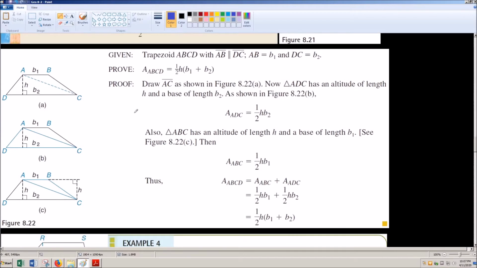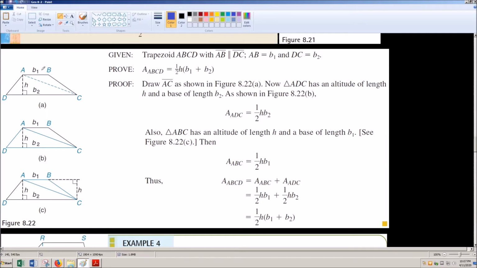We've done a very, very similar set of things to this, so I'm not going to spend a ton of time here, but I do want to go through it with you. First we're just given this trapezoid. That means that AB and DC are going to be parallel. I have AB, which is just given to me as B1.